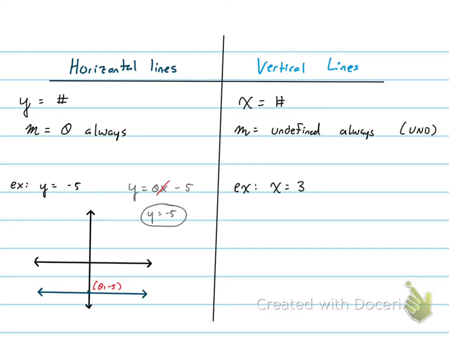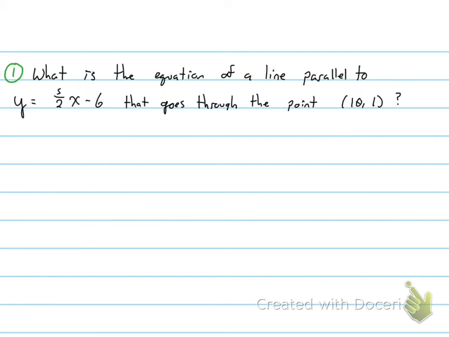For example, if we had the equation x equals 3, it would be a straight line going up, going through the point (3, 0). Another thing to keep in mind, horizontal and vertical lines are always perpendicular to one another. And we're going to look at two example problems here.